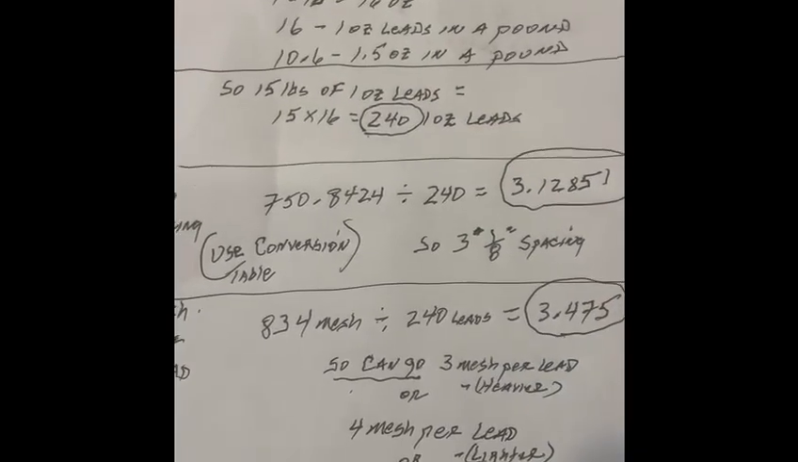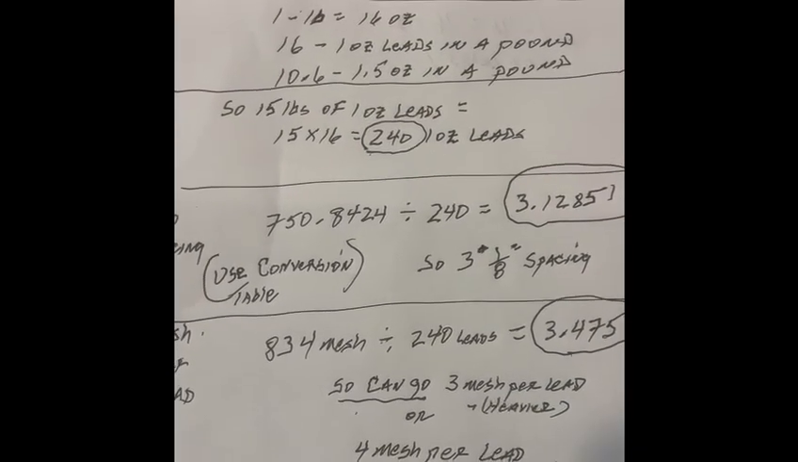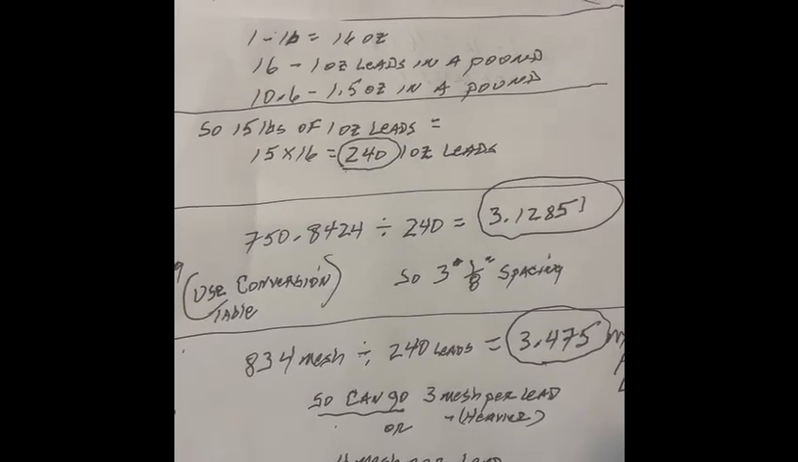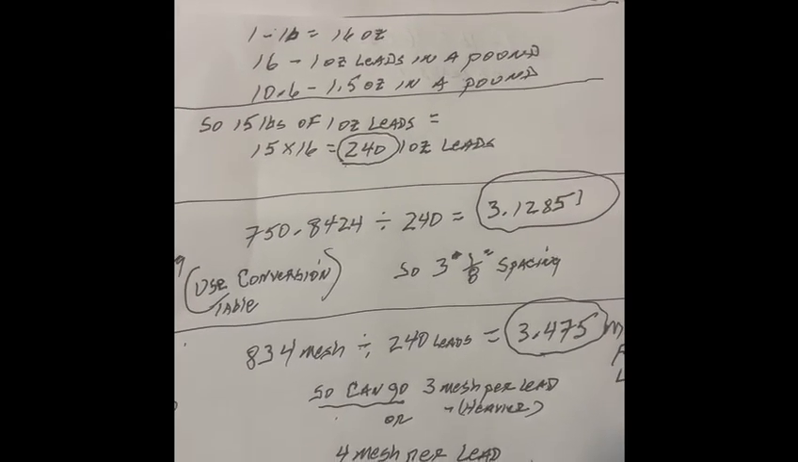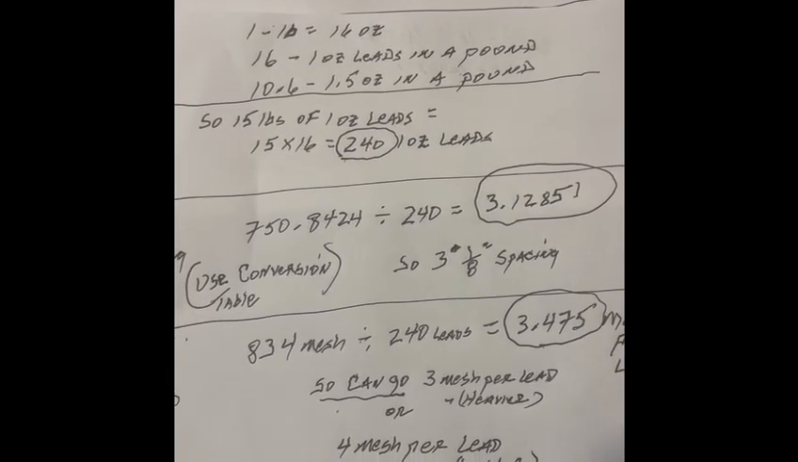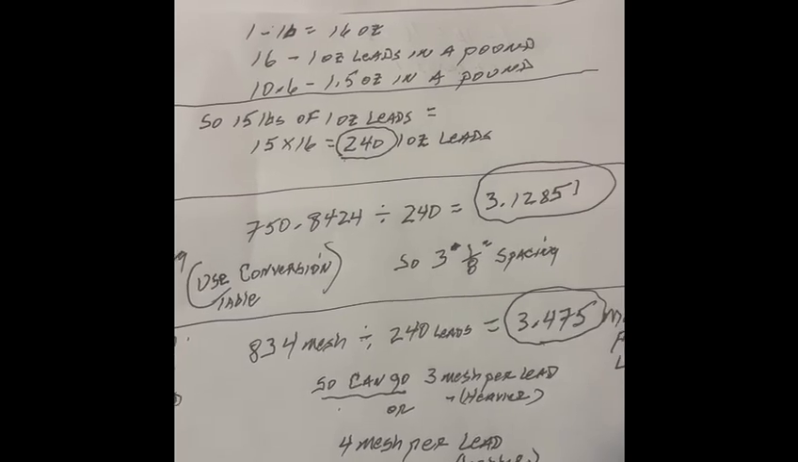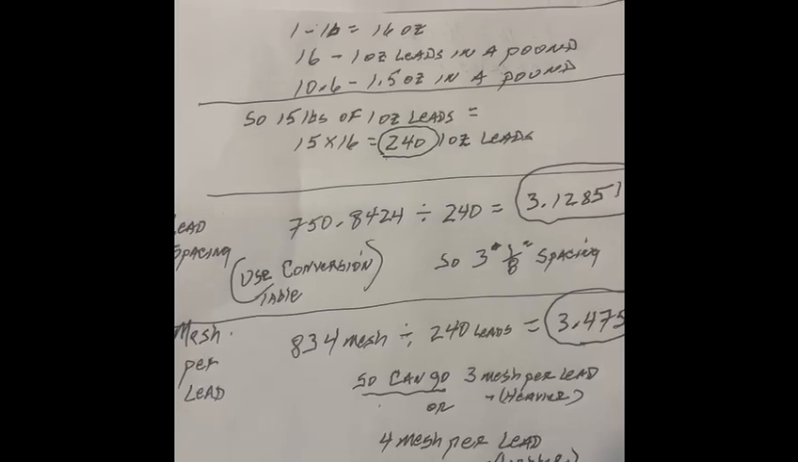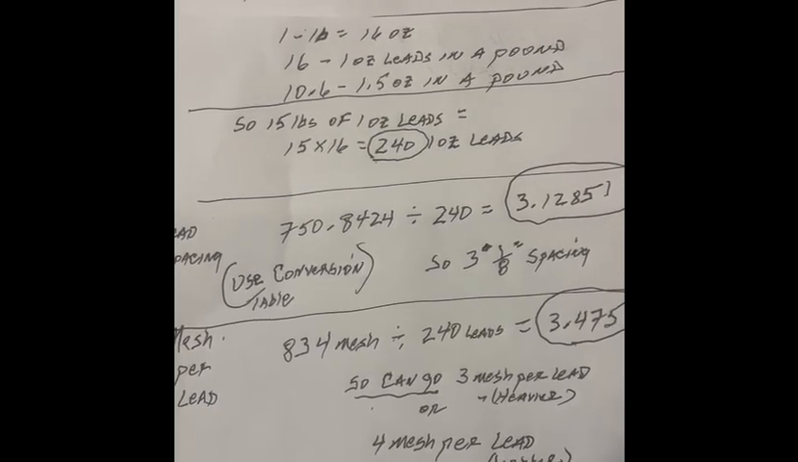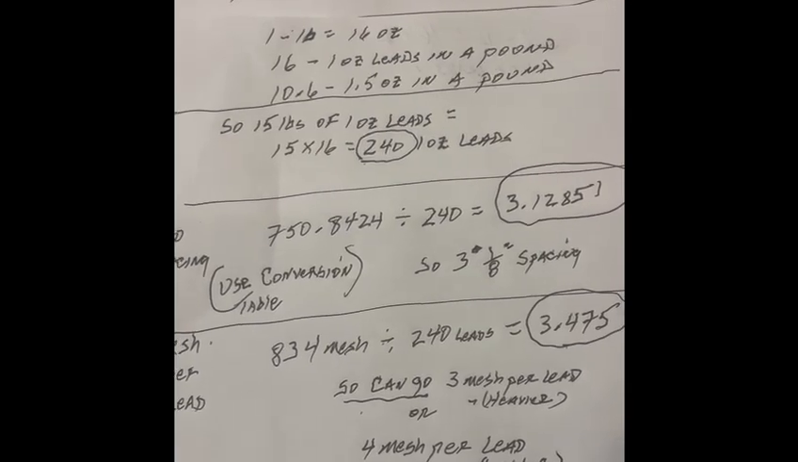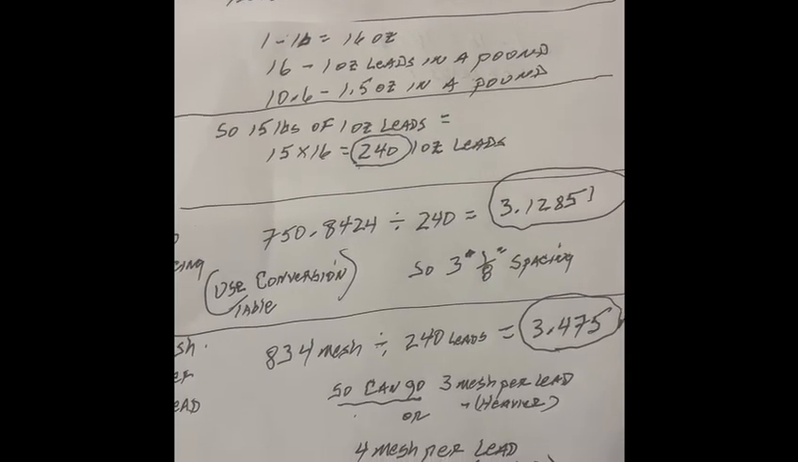Then we would take the circumference divided by the 240 leads, and we would get 3.1285 as far as the spacing that we would need. Now, let's just review that real quick. When we mark the lead line, we would put it at 3.1285.